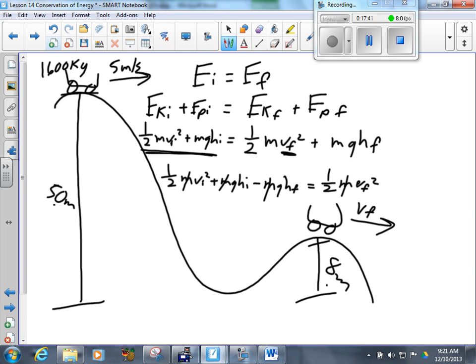The 1/2. How do I move the 1/2 now? Divide. Right, divide by 1/2. All right, that gives me VF squared. Square root. Okay, not a lot different than the high jumper question or things like that. It's just we've got all the kinds of energy.